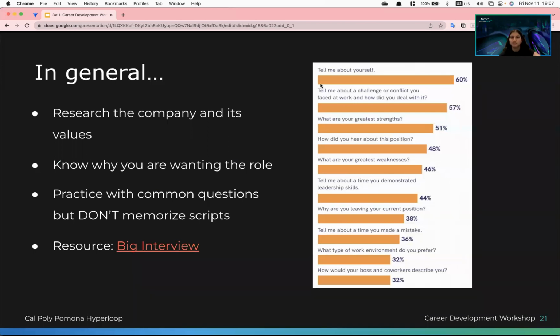And then on the right side, we have some of the common interview questions. Tell me about yourself, almost always asked. Usually greatest strengths and weaknesses are always asked too. How you made a mistake and when you had a conflict at work are really commonly asked too.